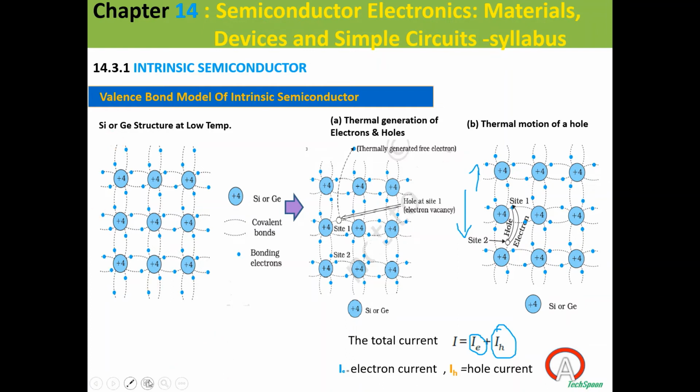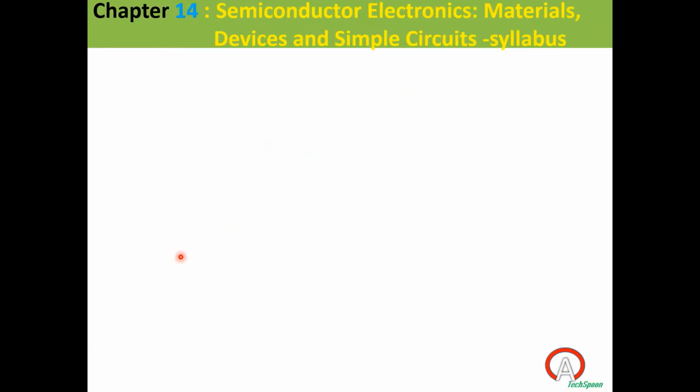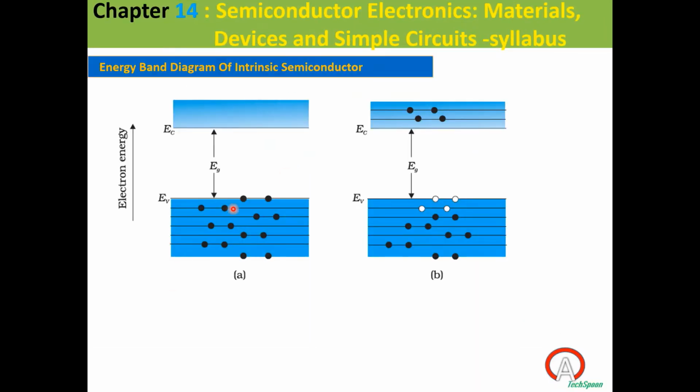So let me move to the next slide. See, these black dots are electrons. At very low temperature, all the electrons will be available in the valence band. In the conduction band, there are no electrons. Now come to the second picture. What happens here? When temperature increases, this electron will get energy and move to the conduction band.